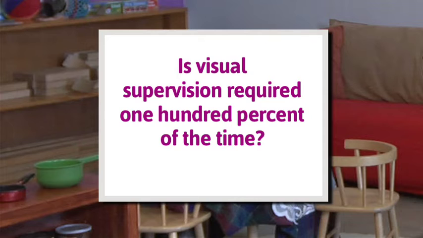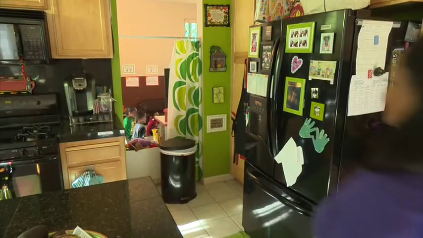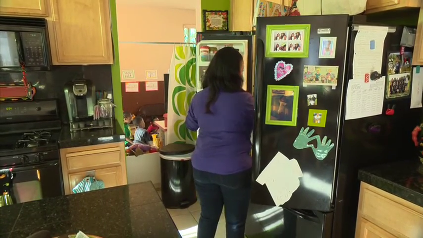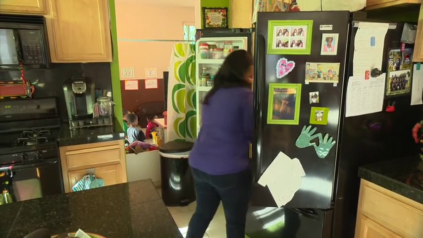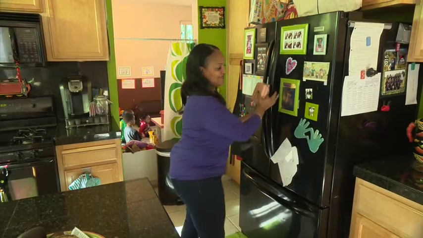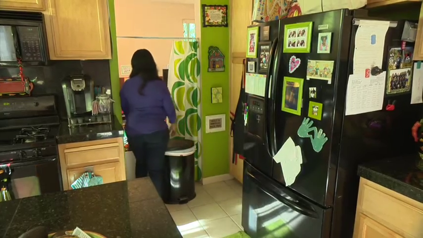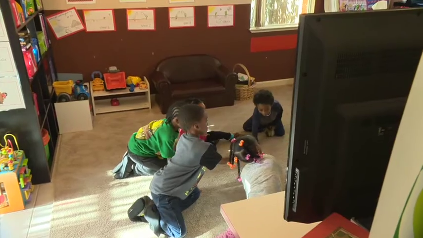Is visual supervision required 100% of the time? Many family child care providers work with children each day without the assistance of another adult. For example, there are moments when you may need to step into the kitchen to warm a baby bottle, assist a child in the bathroom, or check on a toddler napping in the bedroom. For these reasons, supervision of children is not required to be 100% visual at all times. However, your facility has to be set up to ensure that the children are safe during those moments when you're temporarily out of visual contact.